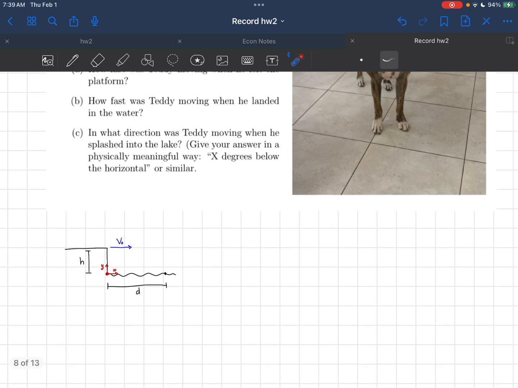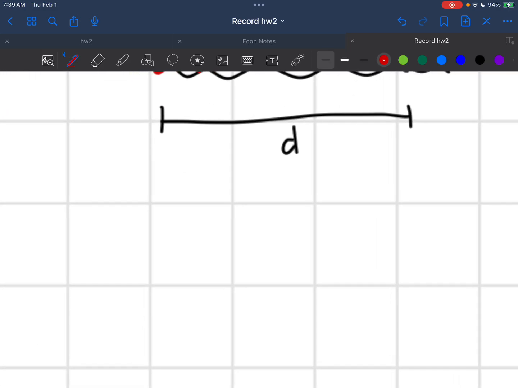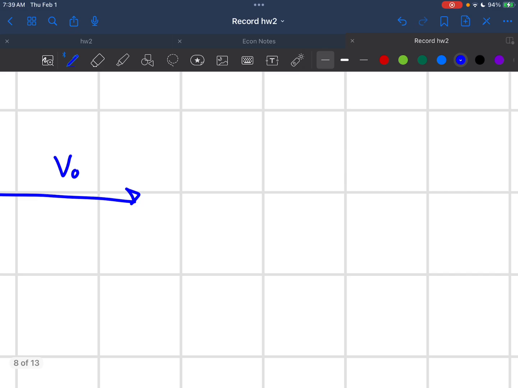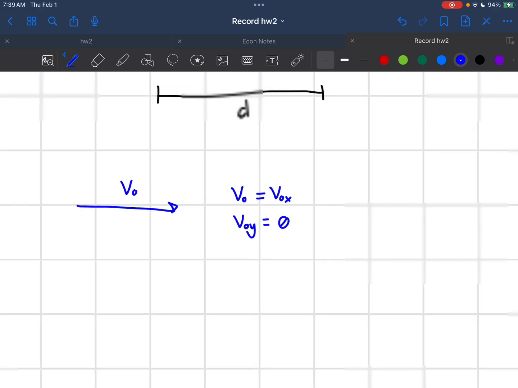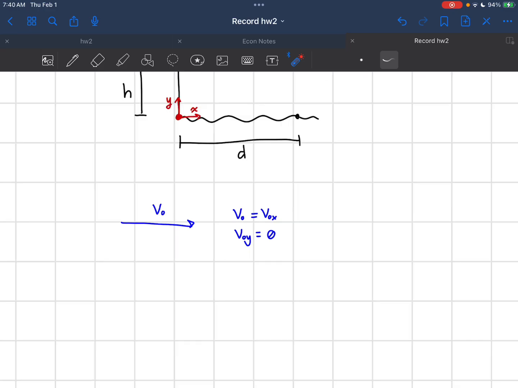Next, I'm thinking about my velocity broken into x and y components. Because it is just horizontal, I can say that my v naught equals my v naught x and my v naught y equals 0. This vector does not have a component. It is not going up or down at all. It does not have a y component, so we say it's 0.